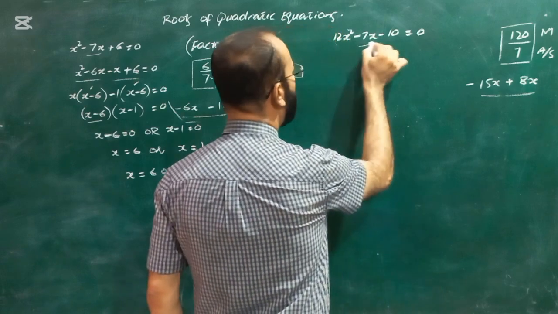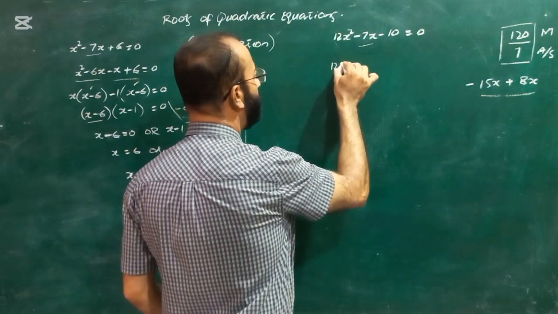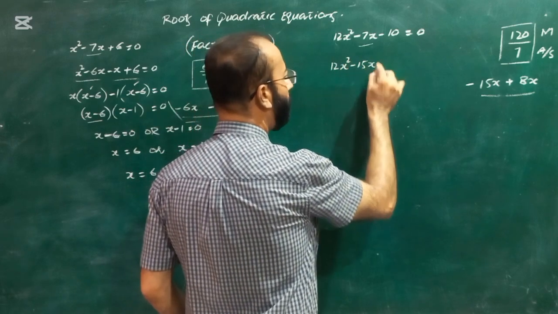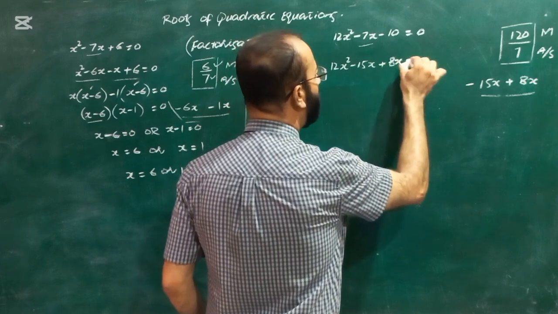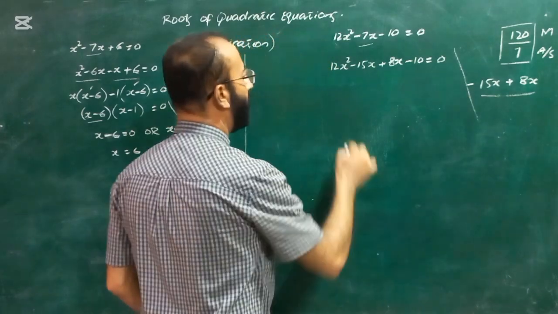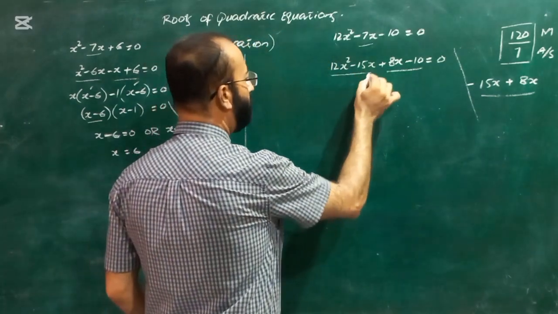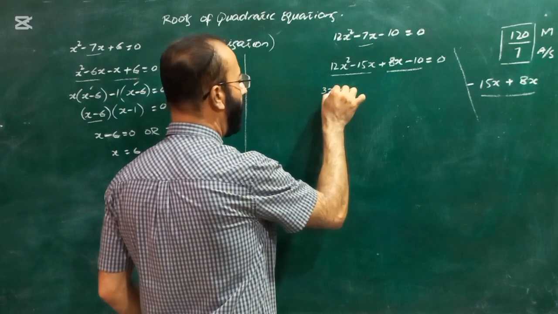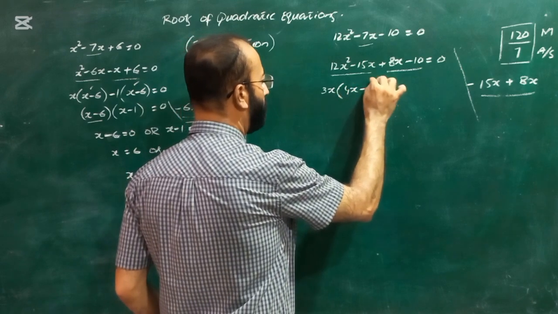So ignore the central value and put this pair in place of it. So it will become now 12x square minus 15x plus 8x and minus 10 equal to 0 will remain as it is. At this step, make pairs and take common. In the first pair, the maximum thing that can be taken as common is 3x. The remainder will be 4x minus 5.